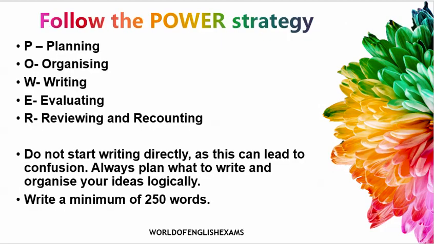Now here is the secret strategy for the IELTS writing, which is called power strategy. So this is a 5-step method that can help us to write a brilliant band 9 essay. The first step is planning. Then the second step is organizing, then writing, evaluating and reviewing and recounting. So do not directly start writing because this will lead to a lot of confusion. So always plan what to write and how to sequence your ideas logically, and write a minimum of 250 words.